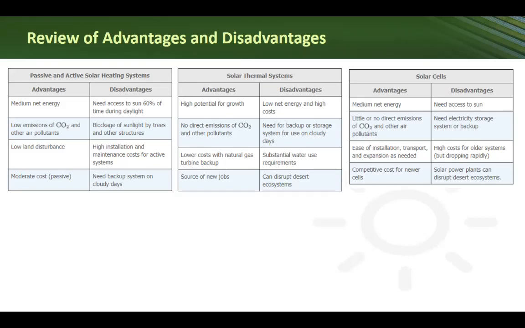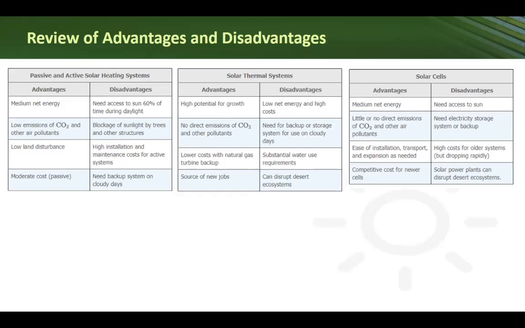And lastly, we talked about photovoltaic and the solar cells. What are the advantages? Medium net energy again. Little to no direct emissions of CO2 and other pollutants. It's very easy to install, to transport, and expand as needed, and becoming more and more cost competitive as we develop newer and newer cells.